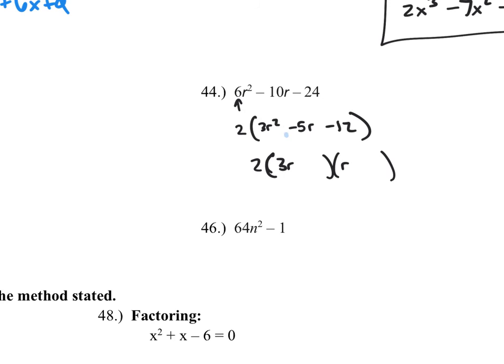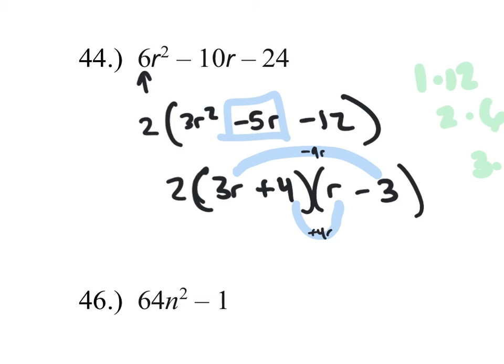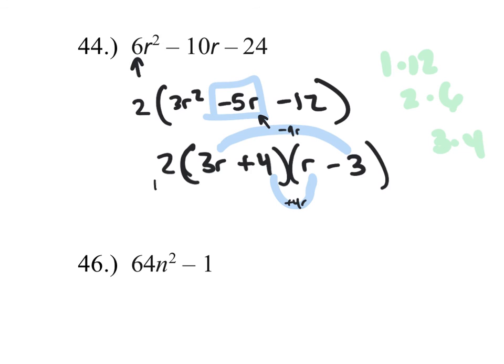So now this middle term of negative 5 isn't going to come from these two numbers simply being added up, but instead the O and I of FOIL. But I'm still looking for numbers that multiply together to give me a negative 12, which would be 1 and 12, 2 and 6, and 3 and 4, where 1 is positive and 1 is negative. And if you try enough of the combinations, eventually you'll see that we need to do this. Because when I FOIL those out, I'll get a negative 9r plus a 4r, and those combine together to give me the negative 5r.